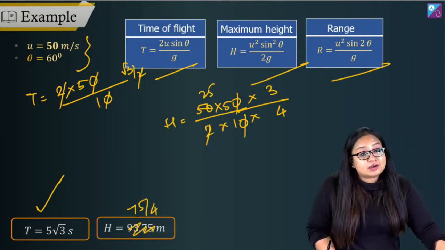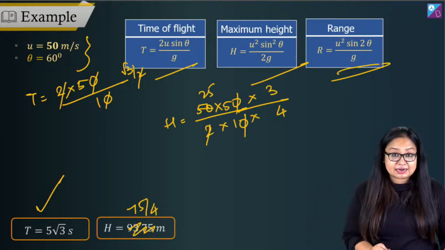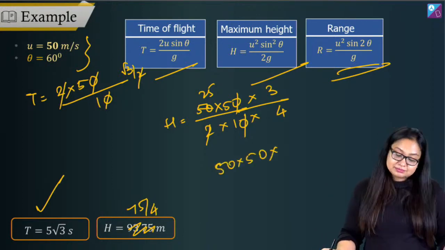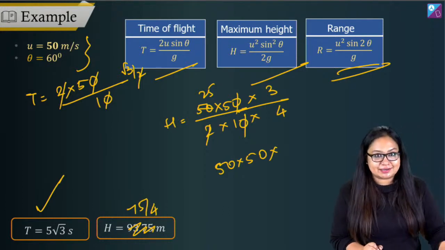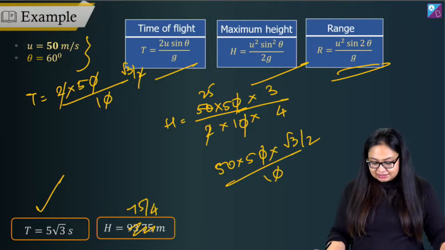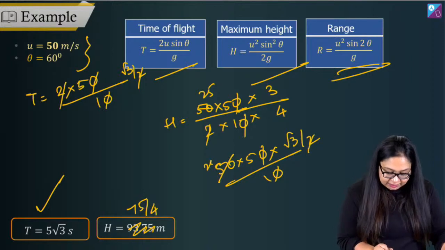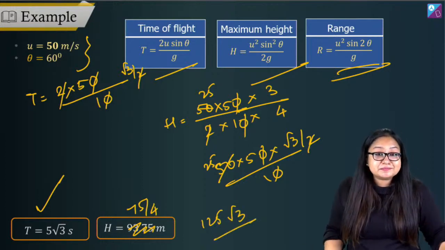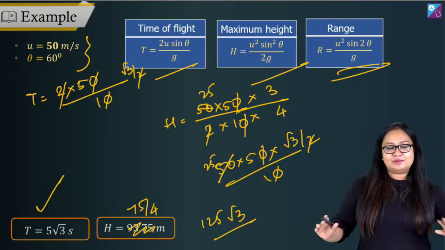Now, let's move on. Let's go to the third part. Third part is range, u square sine 2 theta by g. So what is the answer that comes about? Yes, u square, 50 into 50, sine 2 theta. Yes, sine of 120 degrees will be the same as sine of 60 degrees, right? Okay, so root 3 by 2 divided by g, 10. Here we go. We get the answer as 50 into 5, 25, 25 into 5 is 125, so 125 root 3. All right?